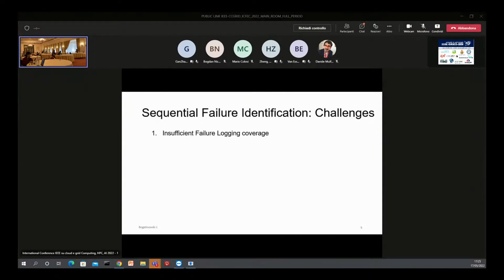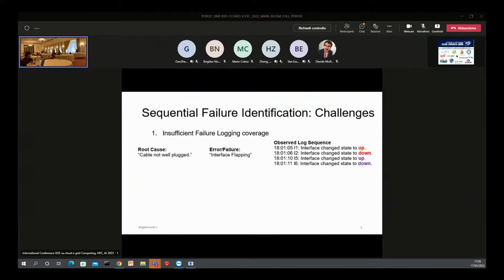So we have insufficient failure coverage. What does this mean? During development, it's not possible, and not even advisable, to log everything, because that brings great overhead, and some events cannot even be logged. For example, if a cable on a switch is not well plugged in, we can have a flipping interface, which is reflected in the logs as a repetition of sequences. The interface changes state up, down, up, down, several times in short time intervals.